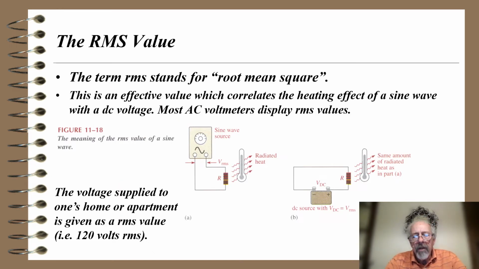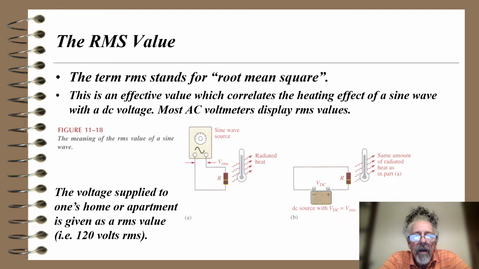Now, interestingly enough, if we have a meter for an AC signal, it will measure the RMS value. The term RMS stands for root mean squared. This is an effective value which correlates the heating effect of a sine wave with a DC voltage. Most AC voltmeters display RMS values.